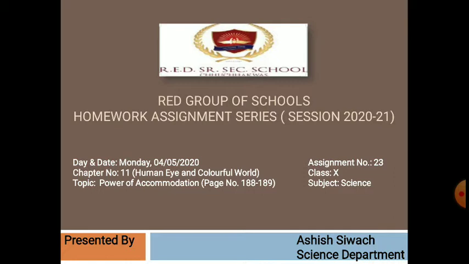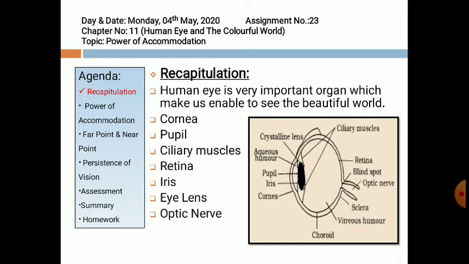In the previous assignment, we discussed the human eye. Today, we will discuss the power of accommodation of a human eye. But before starting today's topic, we will recapitulate what we have learned in the previous class. We have learned about the human eye, its different parts, and the functions of these parts. The human eye is a very important organ which enables us to see this beautiful world.